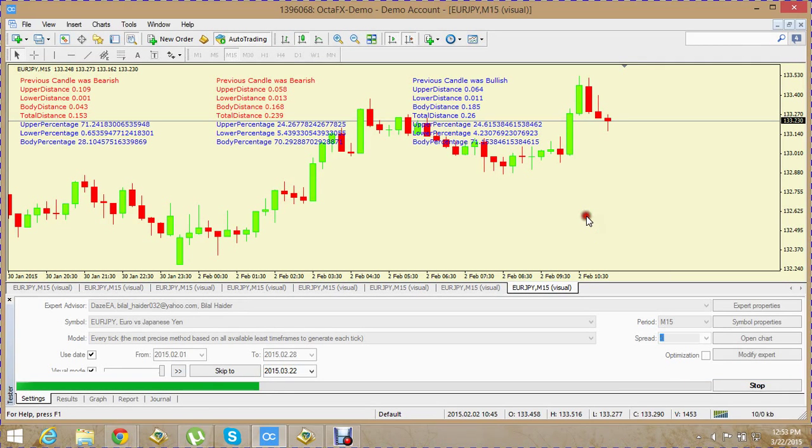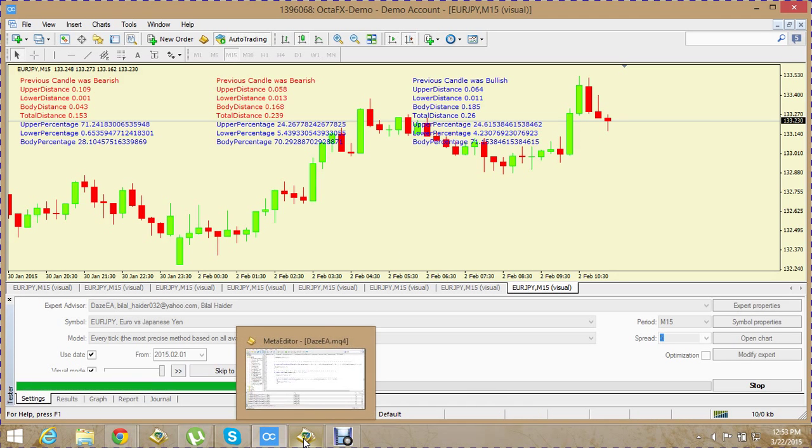Hey guys, welcome back. In this video part, we are going to code a pattern which consists of three candles. I have taken this as an example, where we have this bearish candle, another bearish candle, and this bullish candle. We are considering these three candles as a pattern, and we are going to code it. This is just an example; you can code any pattern which consists of three candles. So let's start.